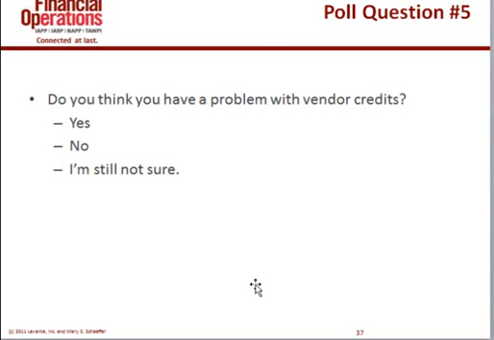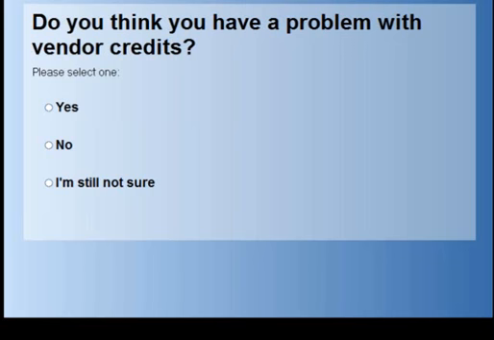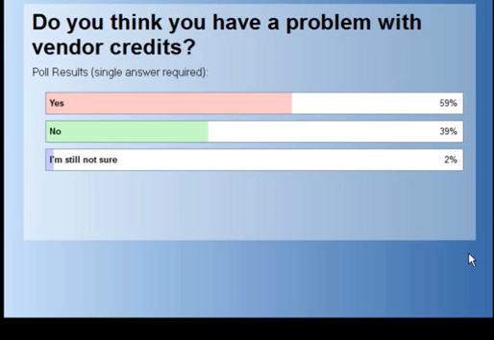All right. So we've got our last polling question here for you. Do you think you have a problem with vendor credits? Mary, this is clever. This is the first question we asked, right? Yes, it was. So we're seeing if we convinced some of them. We still have 2% who are not sure. I was hoping to get to everybody being sure whether they did or they didn't.